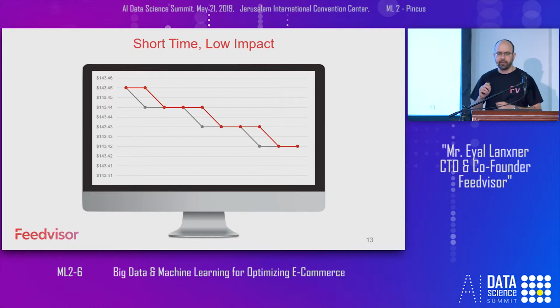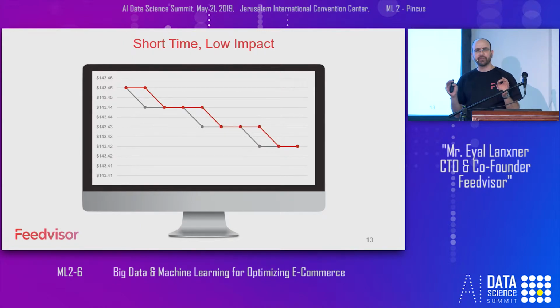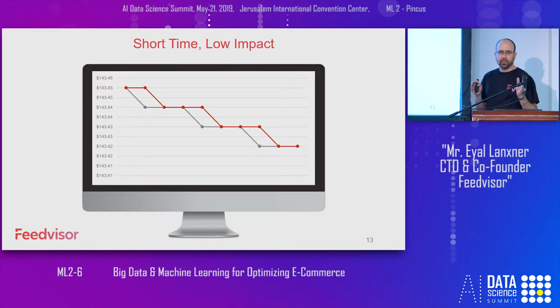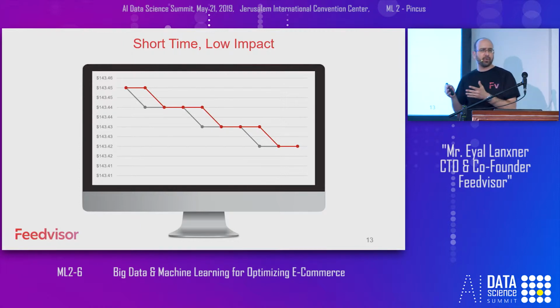Now, the thing is that you need to play fast. For example, if one of the opponents here changes prices every minute and the other one every 10 minutes, it means that the first one will gain the buy box for 90% of the time because the other one is not reacting. So you need to react fast, and of course intelligently, in order to maintain high margins and high profit. We're going to talk about that later.